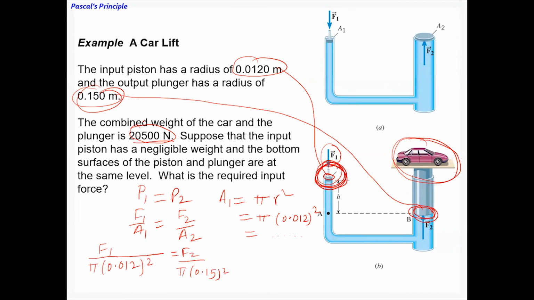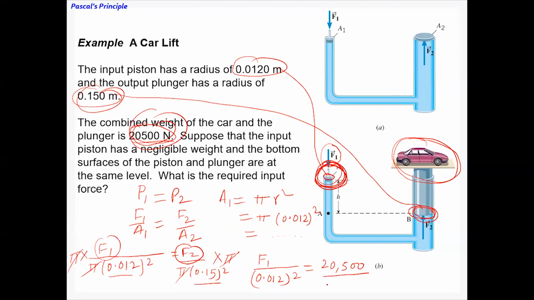Now the combined weight of the car and plunger is given, meaning F2 is given. Since F2 is given, we need to find F1. If you multiply both sides by pi, then pi cancels out. Then you have F1, which is the force that you need to figure out, equals the thing underneath, 0.012 squared. But F2 is given: F2 is 20,500. And this is your 0.15 squared.